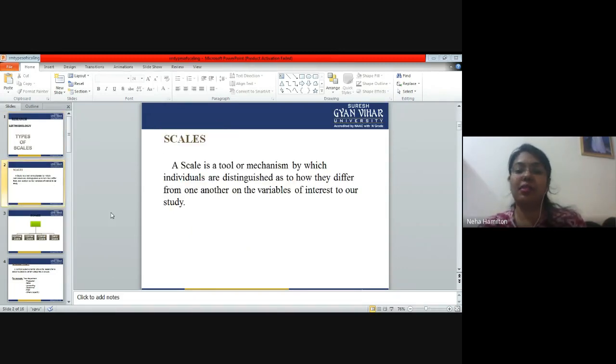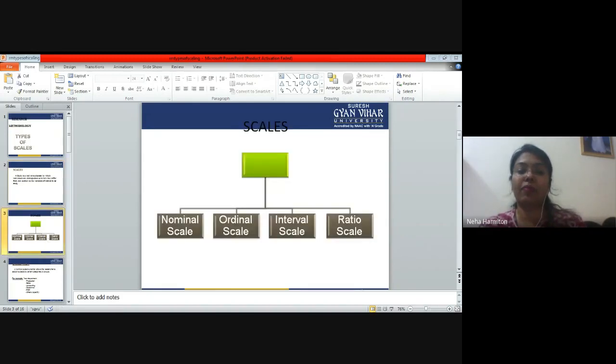What are scales? A scale is a tool or mechanism by which individuals are distinguished as to how they differ from one another on the variables of interest in our study. We have different kinds of variables: demographic variables, study variables, research variables. So we need to find out what kind of scale we should apply to what kind of variable.